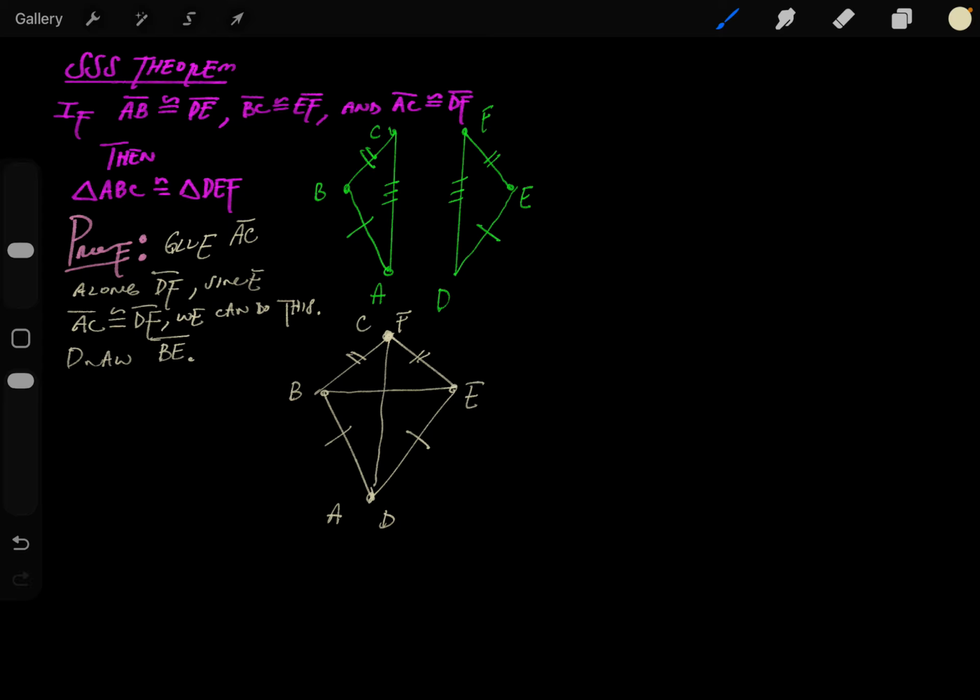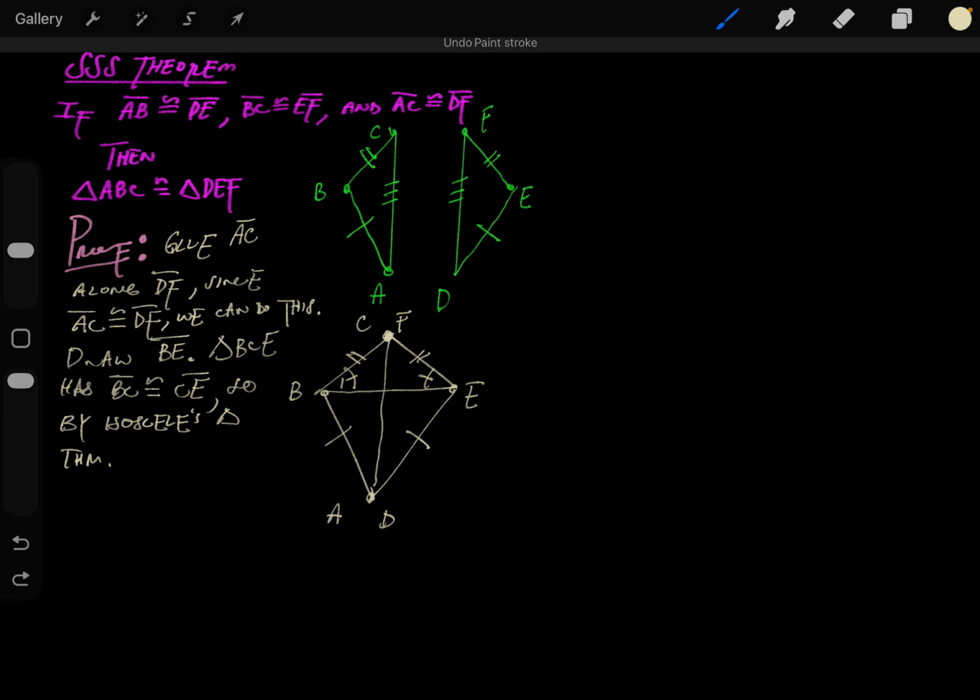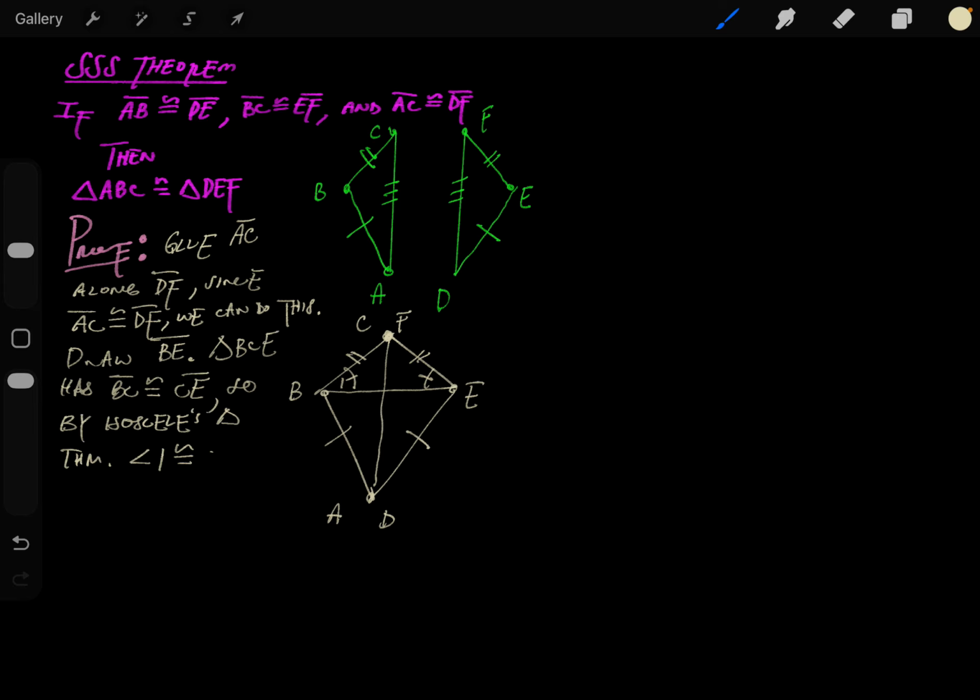Okay, well, once you draw BE, you should look at triangle BCE or BFE, because this is now an overlapping point. So triangle BCE has BC congruent to CE. So, by isosceles triangle theorem, the corresponding angles must be congruent. So that means 1 is the same as 2, where I'm calling this 1 and that 2, obviously. So by isosceles triangle theorem, 1 is congruent to 2.